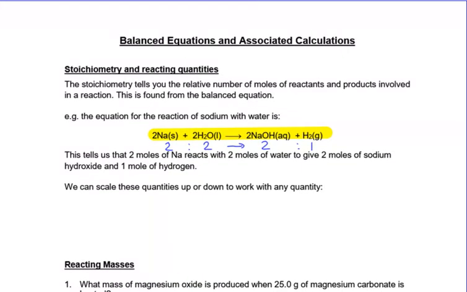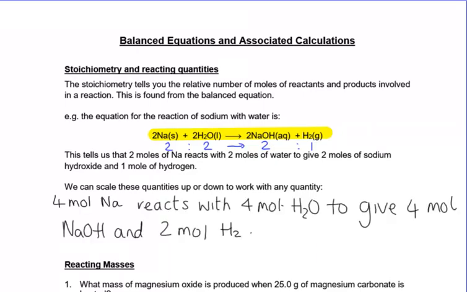So if we started with 4 moles of Na, how many moles of water would you need? How many moles of sodium hydroxide would you form? And how many moles of hydrogen would you form? So have a go if you're scaling it up to 4. There we go. If we scale it up to 4 moles of sodium, we need 4 moles of water to give 4 moles of sodium hydroxide and 2 moles of hydrogen.